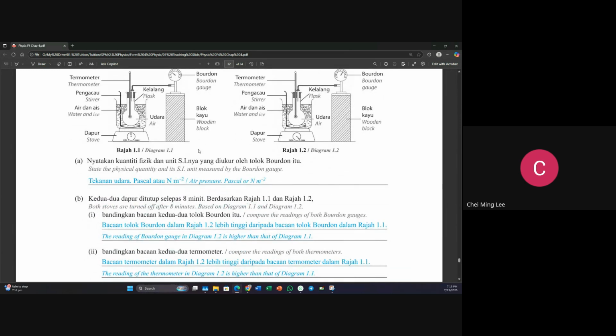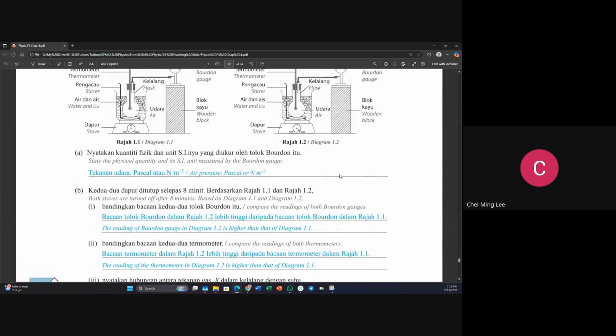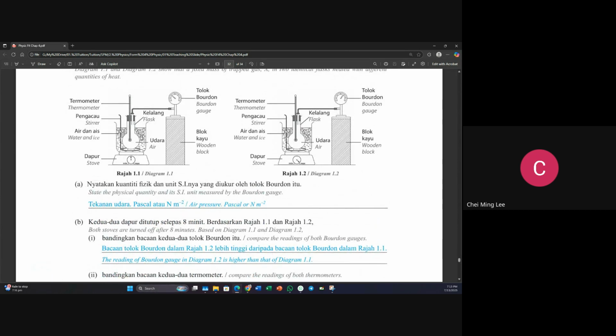All right, then you see this one lower, this one larger. So both stoves are turned off after 8 minutes. Based on this, he wants you to compare the reading of both Bourdon gauge. Somehow, you see here, 1.2 is higher than the 1.1.